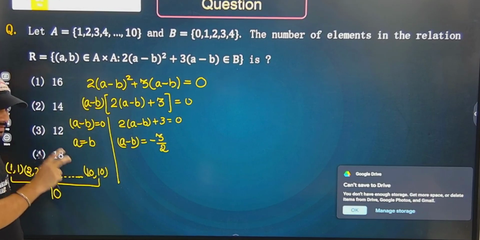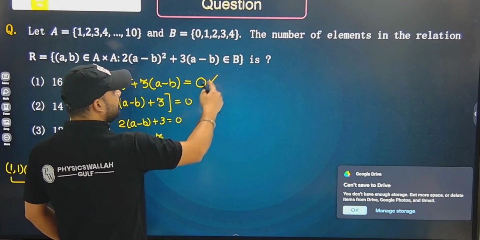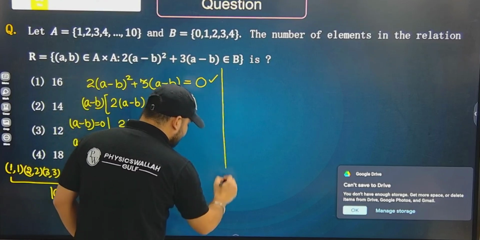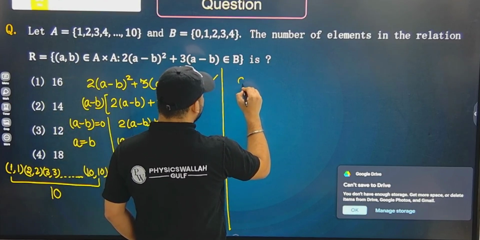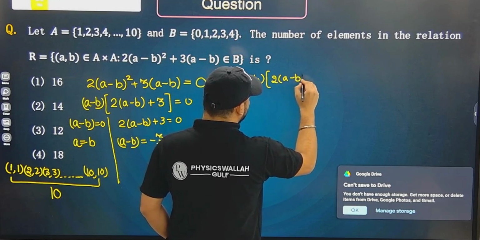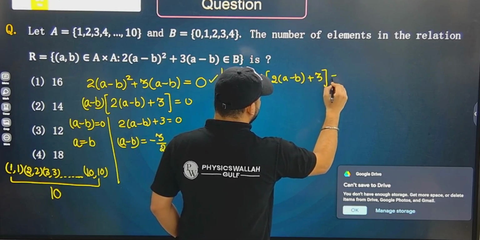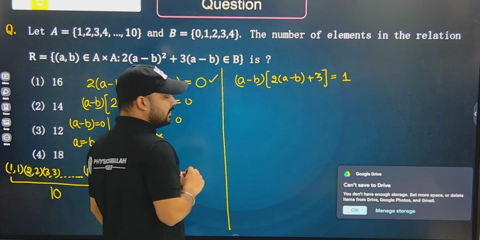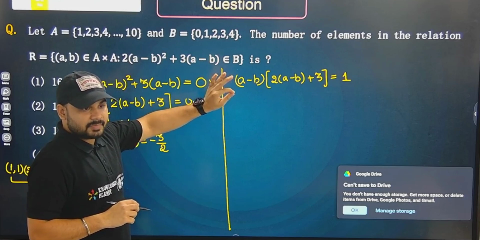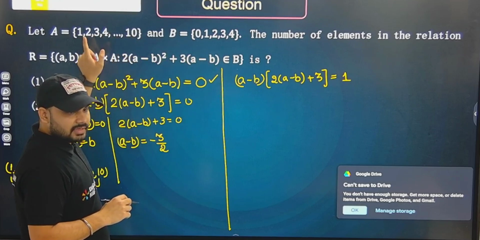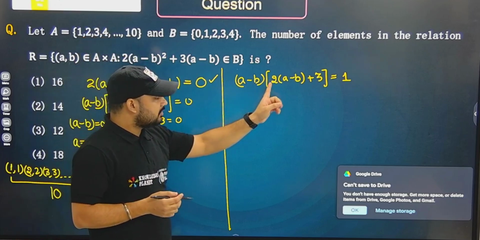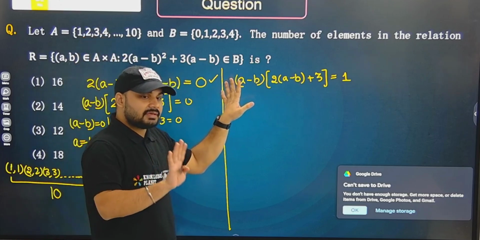But here we can see that 10 is not available. It means some other condition we have to see. We started with 0 only, we have to check for 1, 2, 3, 4 also. So let's start with the second part, all the remaining cases. This becomes (A minus B)(2(A minus B) plus 3) equal to 1. Now we have taken 1. Now see, what are the possible values of A and B? Either A could be 1 to 10 or B could be 1 to 10. So A minus B will be what?